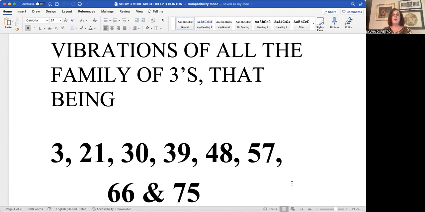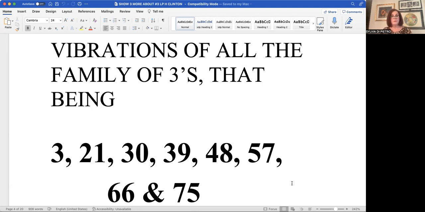The 3s are very curious, inquisitive individuals, and traveling is something that you will usually find that they love to do. 39 is also a travel number. The 9 represents humanity. So the 3 represents joy and the 9 humanity. 48, 4 plus 8 is a 12. It's also a 3. 5 plus 7 becomes a 12, reduces to a 3. 66 is 6 plus 6 is a 12. 7 plus 5 is a 12.